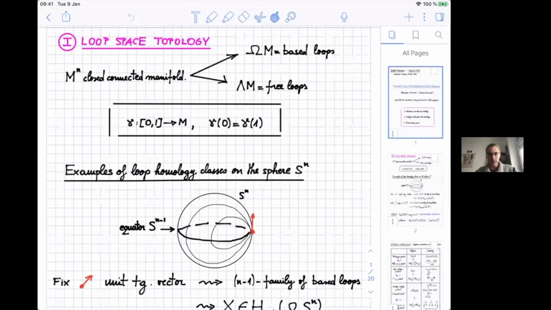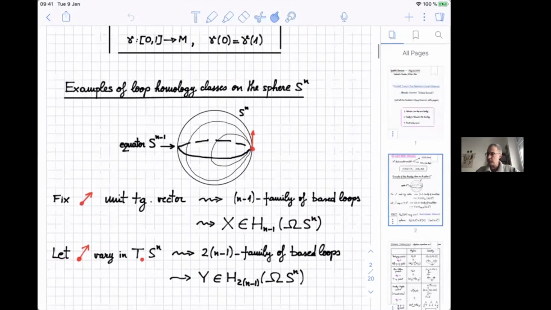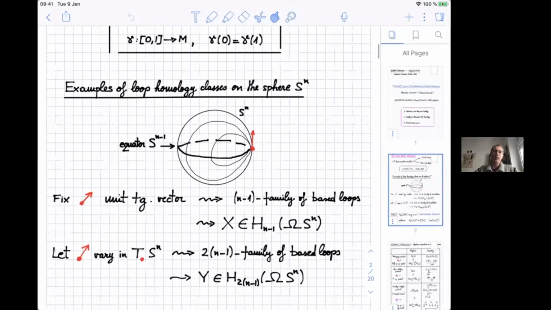I thought it is useful to gain a little bit of intuition by looking at an example. I'm going to give two examples of loop homology classes on the sphere S^n. There are going to be more homology classes, and I'm going to construct them in the following way. What I drew there is a sphere. I drew in red the base point. It's here. And now fix at the base point a tangent vector.